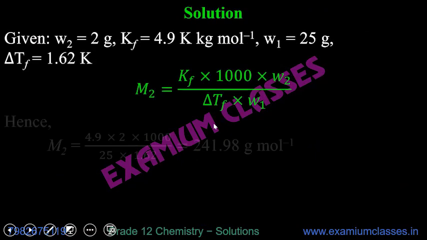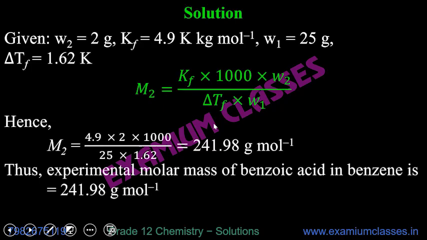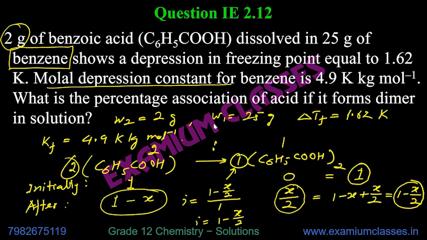So when we calculated that, I think there was something else also to be calculated. Anyway, we will have to calculate that molar mass. So first we calculated in this case the value of I. And what is asked? What is the percentage association? So value of X is asked.